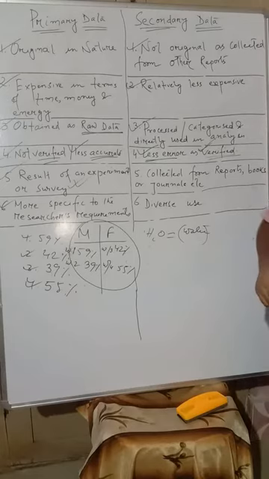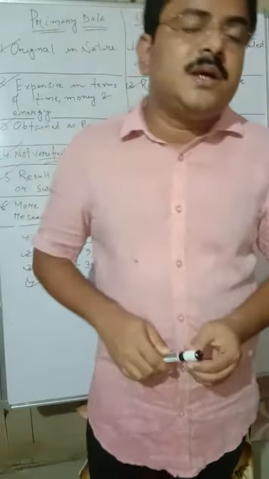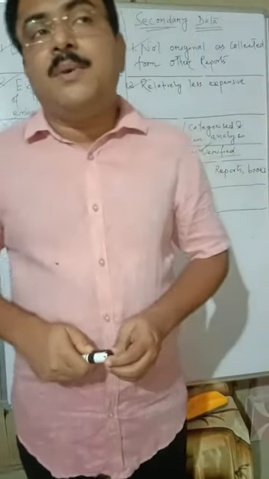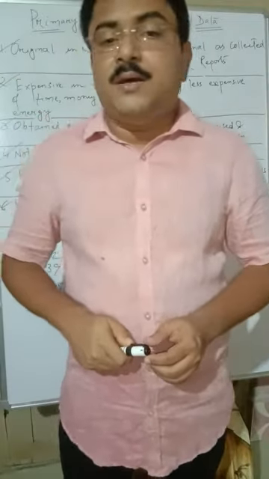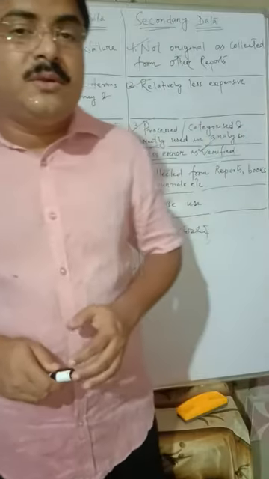So these are the differences between primary data and secondary data. In our next class we shall discuss the different methods of collecting primary information or primary data. Basically there are 5 methods. We shall discuss them one by one in our next class.